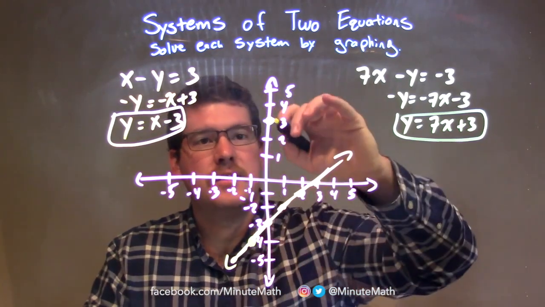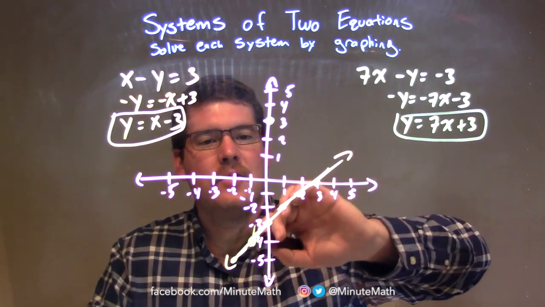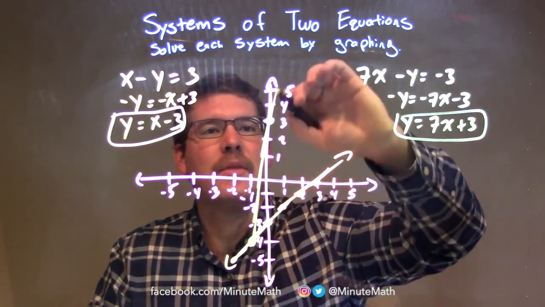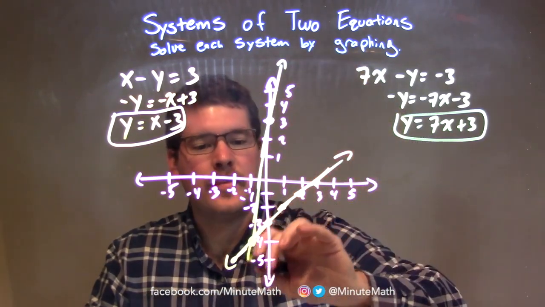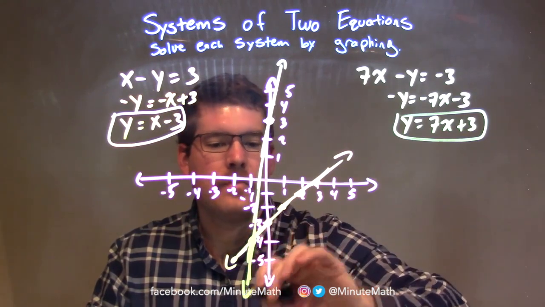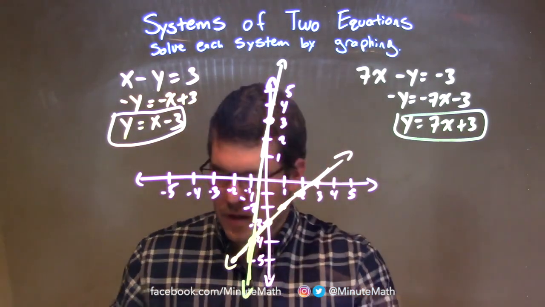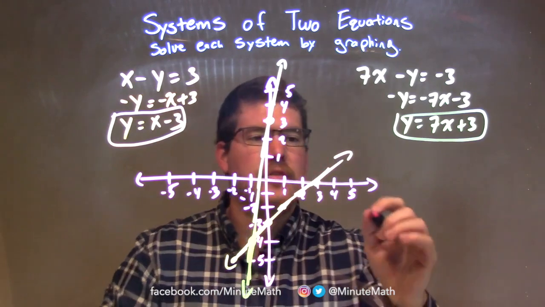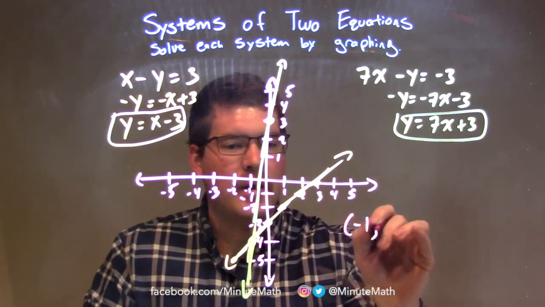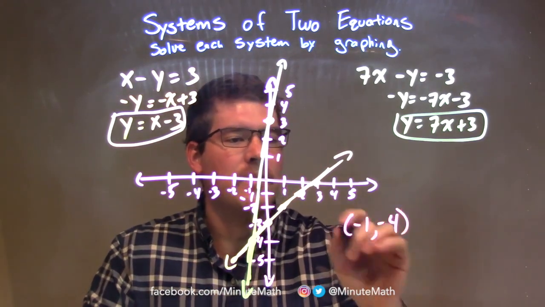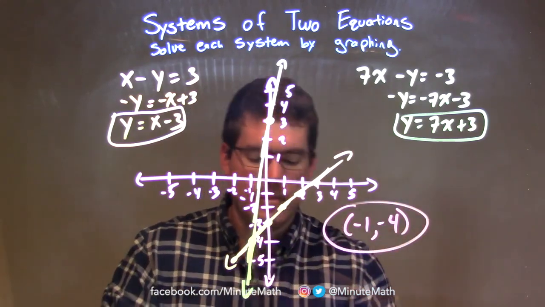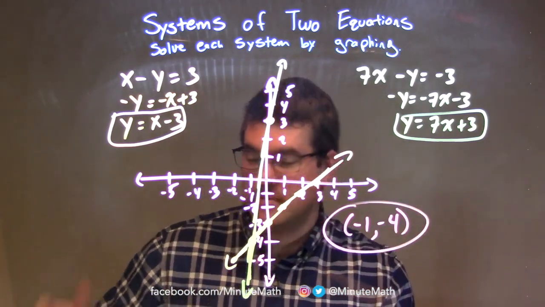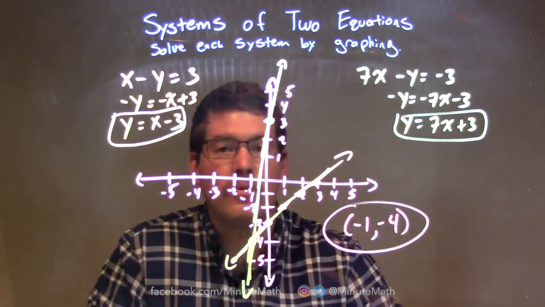We actually see our intersection there, so I'm doing my best to draw that line, long distance without a straight edge, but I manage. There we go. And so we have an intersection there. Our intersection is at negative 1 comma negative 4. And that's where these two equations meet. And that's the only solution where they're both true.